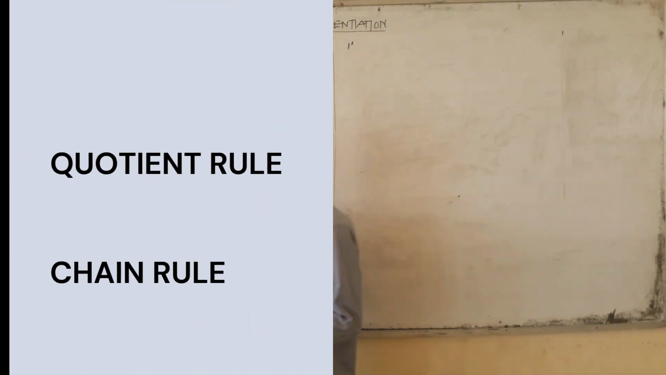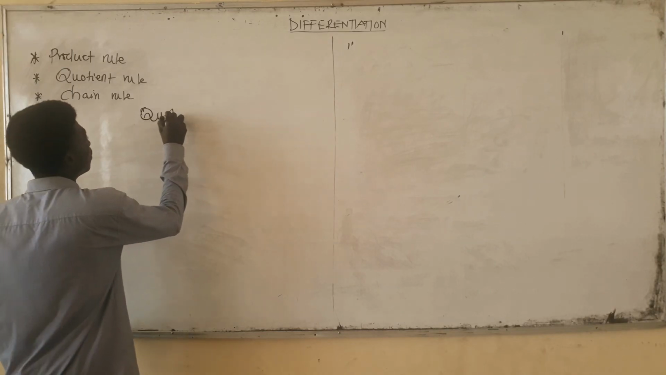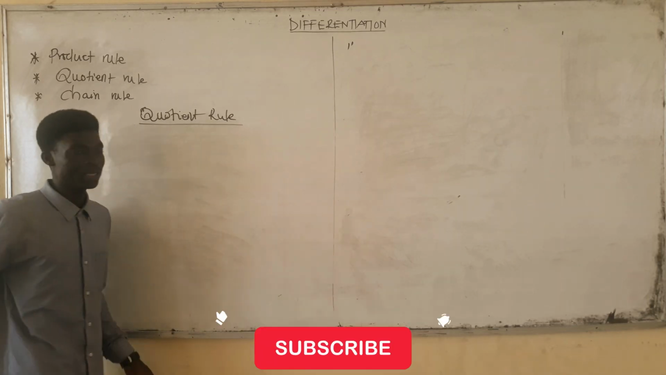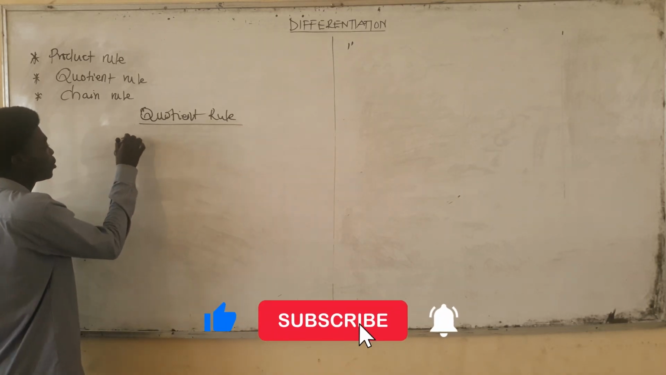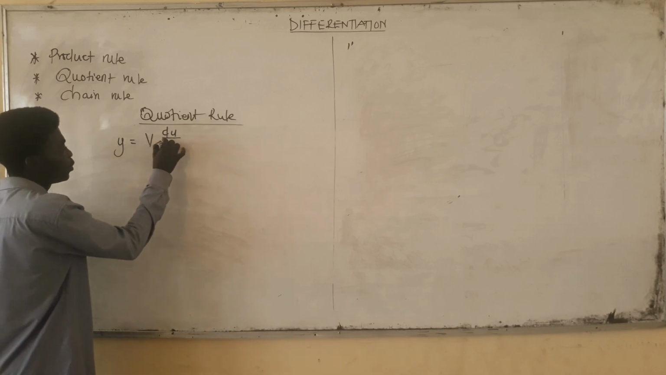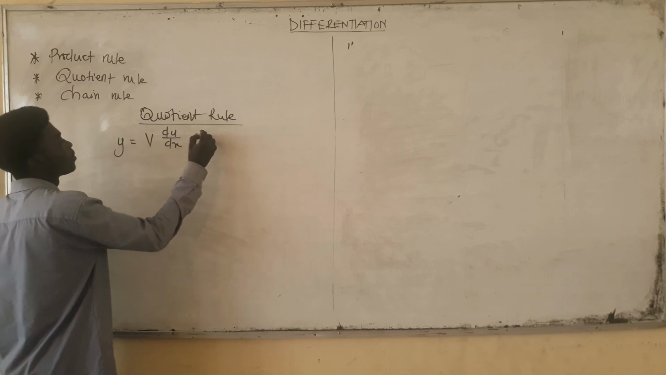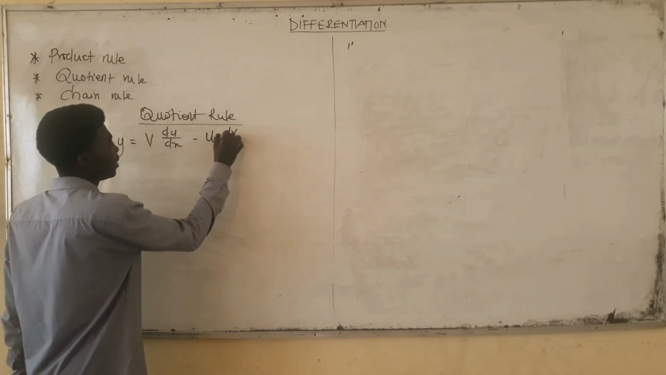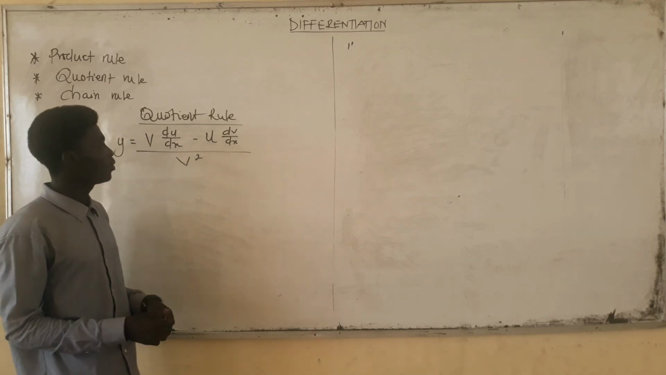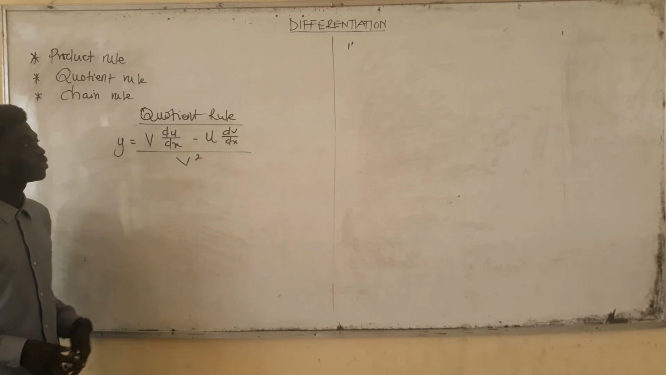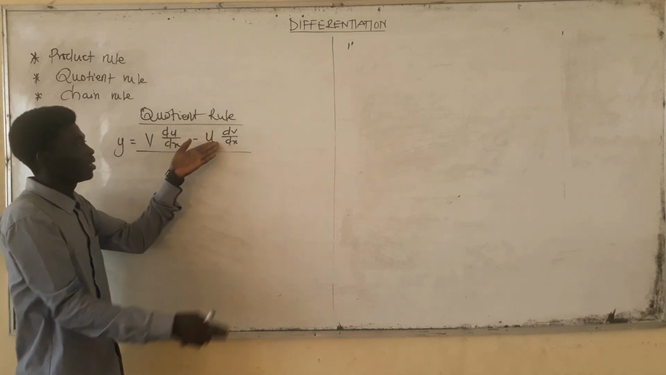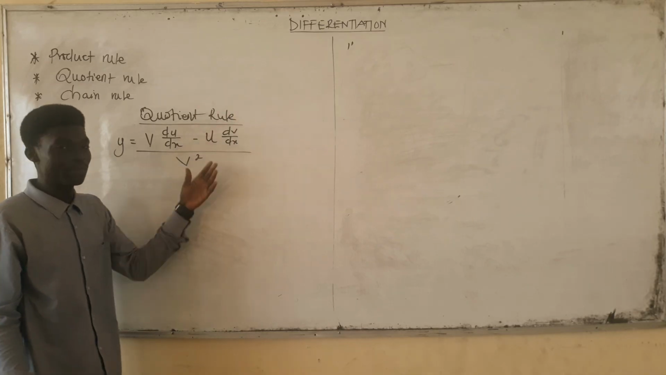So now the quotient rule. With the quotient rule, this is the formula for the quotient. We have y equal to u over v, so dy/dx equals v multiplied by du/dx minus u multiplied by dv/dx, all over v squared. Please take note that with the formula for the quotient rule, the v du/dx comes first, and the u dv/dx follows.